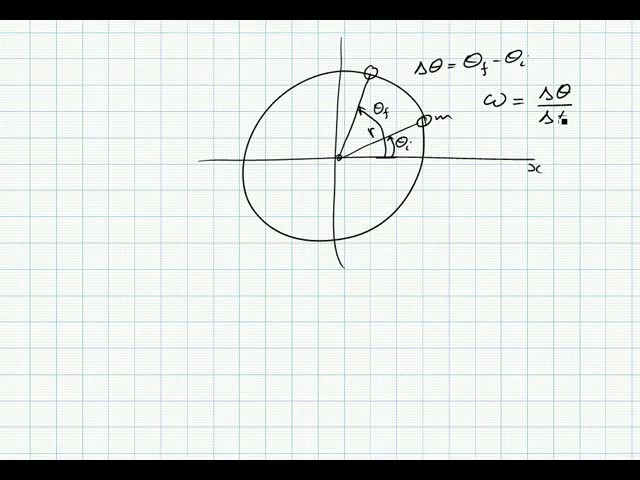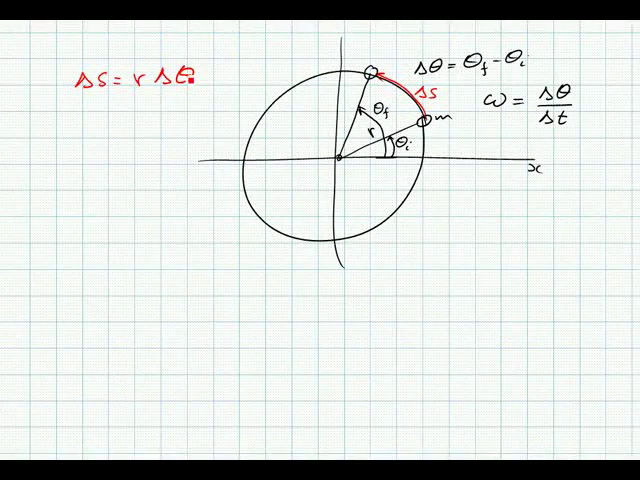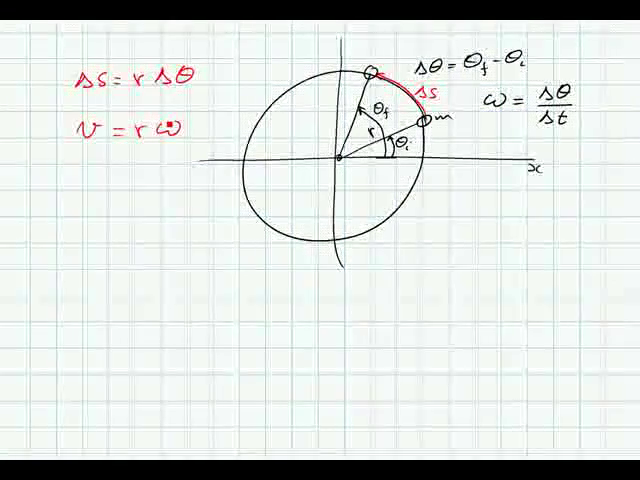And if you use radians to measure delta theta, then the linear displacement of the object is the arc length delta s. Delta s is simply r times delta theta. Differentiating this expression with respect to time, we ended up with linear velocity equal to r omega.